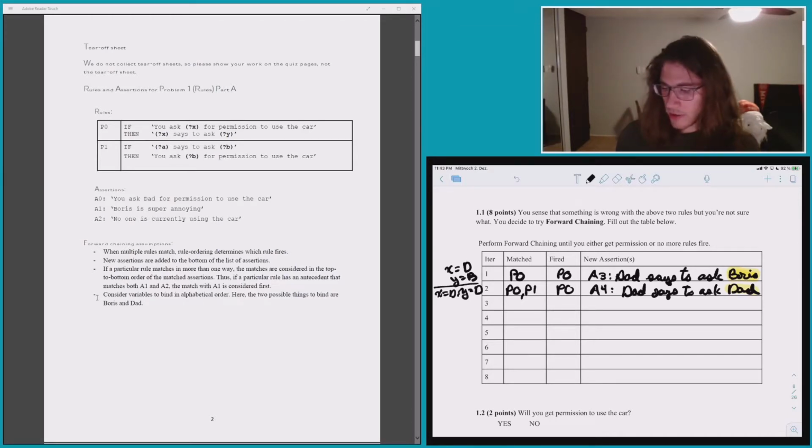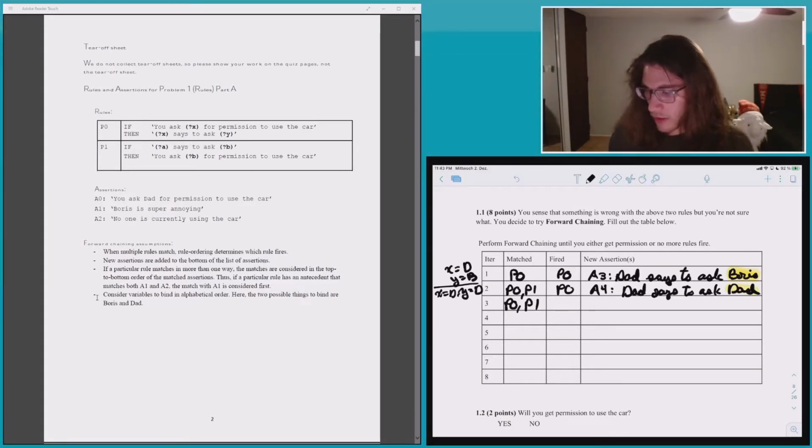And just as a reminder, because we don't have any delete clauses in the rules, now that P0 and P1 are matching, they are going to continue matching until the algorithm stops running. So now I have P0, P1, and let me think, has P0 gone through all the possible variable combinations such that it doesn't produce any new assertions? And yes, because X is fixed so far, and it's gone through the only two possible Y's that it could take, dad and Boris. So now P1 must be the one to fire.